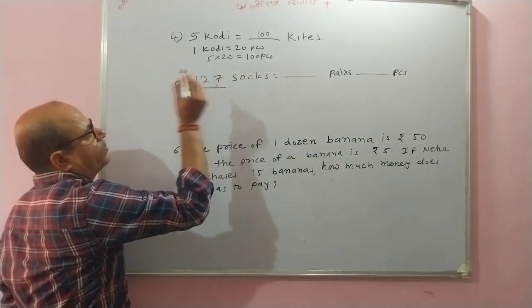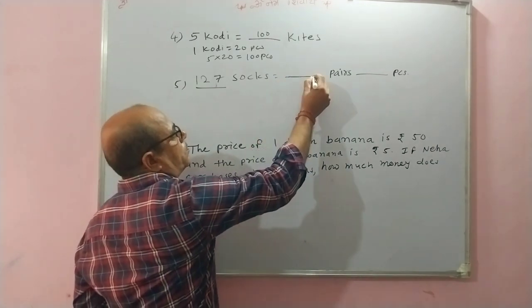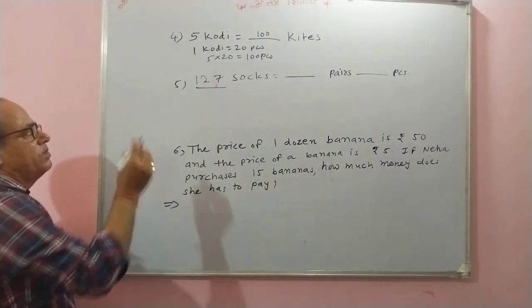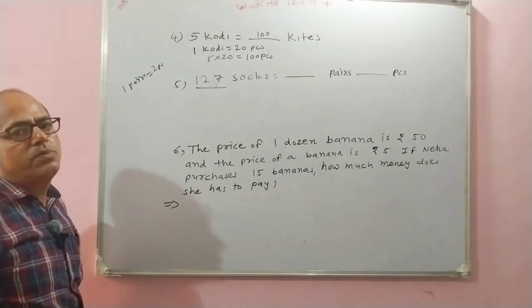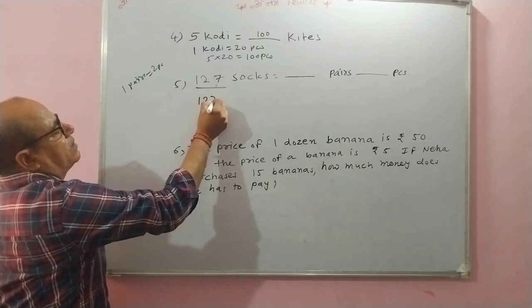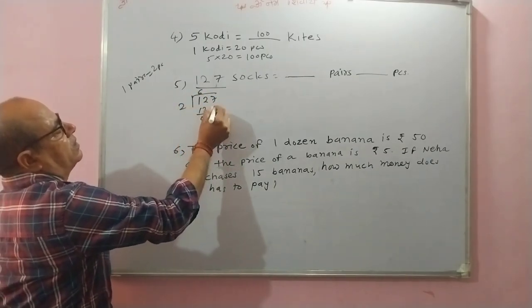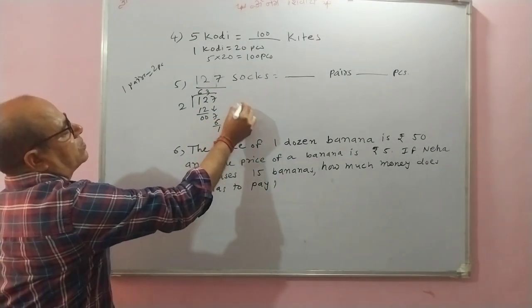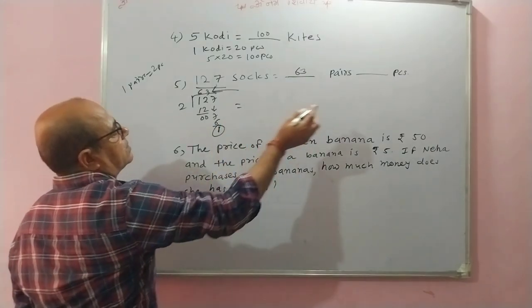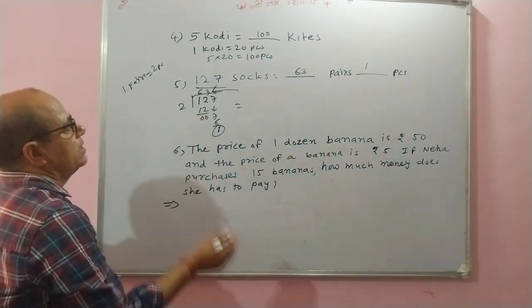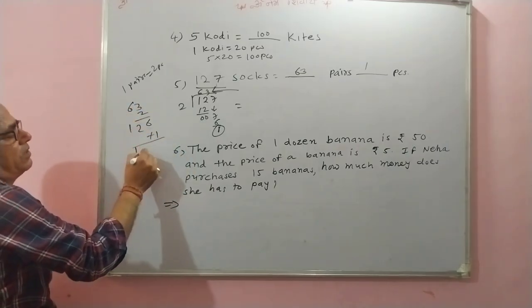Right? Now here fifth example is 127 socks is equal to dash pair and dash piece. How many pairs are there? So one pair is equal to how many pieces? 2 pieces, right? So what you have to do is just divide by 2. 2 6s are 12, 0, 7, 2 3s are 6, 1. So now the quotient is pairs, so 63, and remainder is piece. Right? 63 into 2 is 126 plus 1, 127, right?